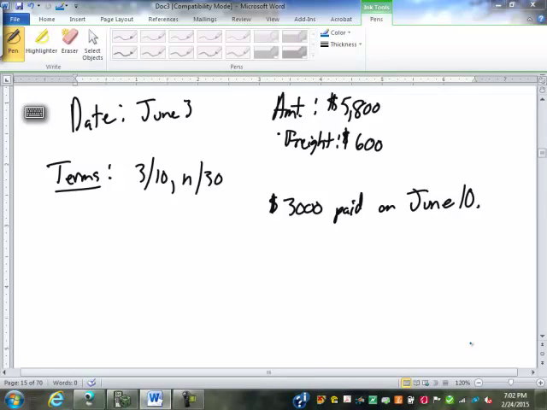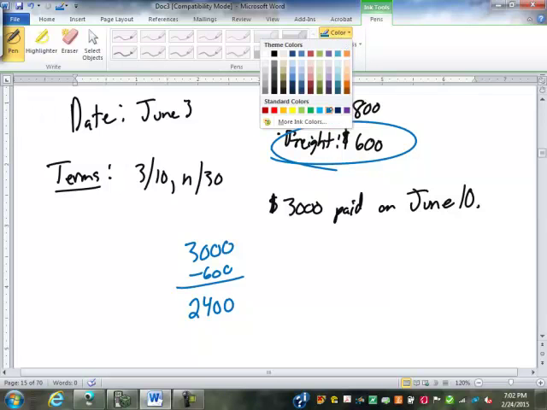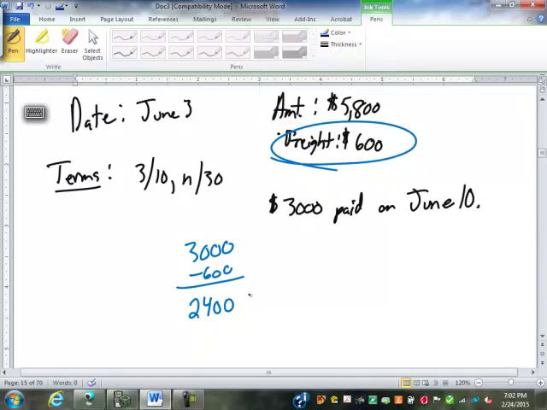At this point, we can assume they get the discount, or it wouldn't be much of a problem, right? So what do we do? Why do we subtract 600? The freight. So we have to pay off the freight first. So 2,400 will be applied to the bill. Then what? Divide by 0.97 because it was a 3% discount. Dividing by 0.97 will give us 2,474.23.